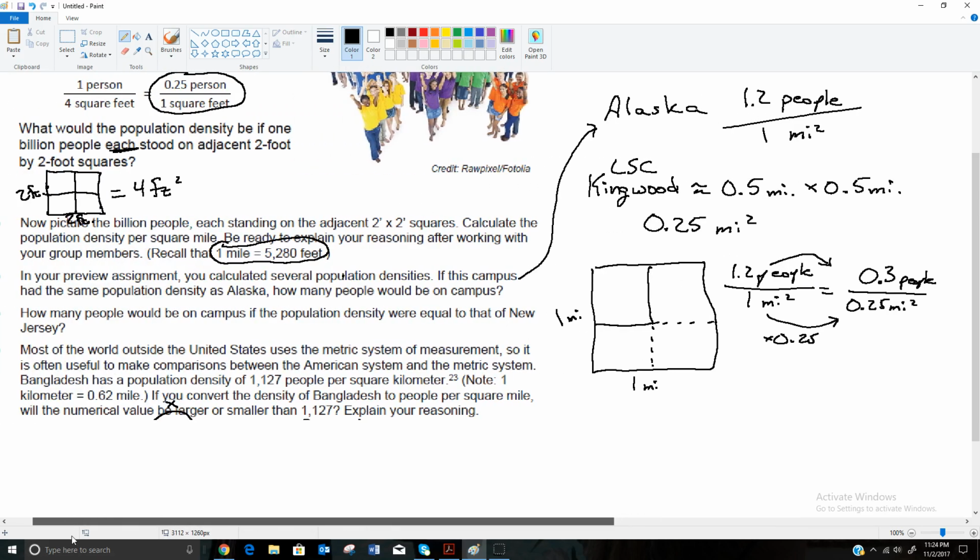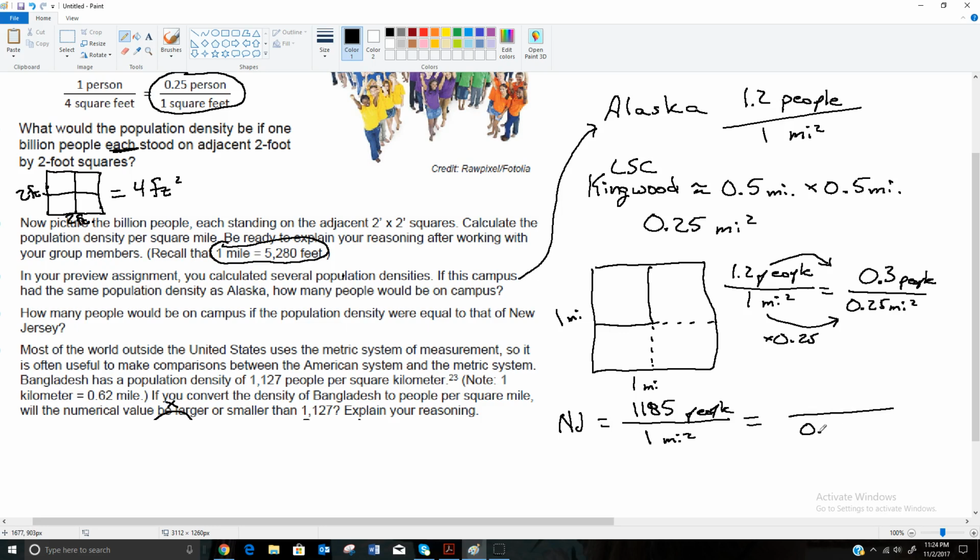Now it says, what about if it was as densely populated as New Jersey? Well, in the preview lesson, it was calculated that New Jersey had a population density of 1,185. I'm going to leave off the 0.3. So 1,185 people roughly per square mile. So again, what would that be if we were talking about Lone Star Kingwood?